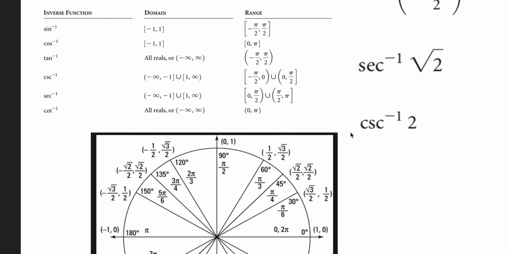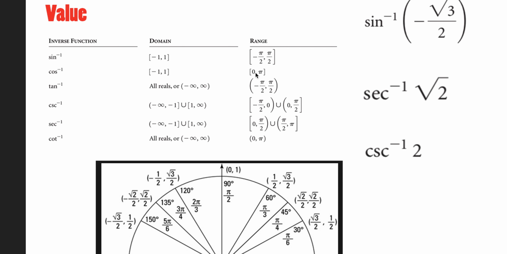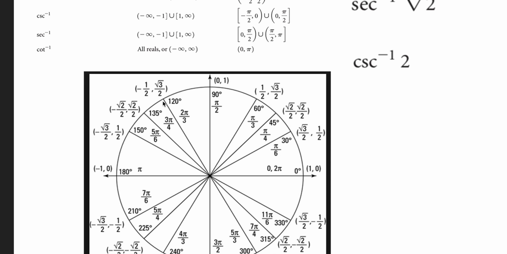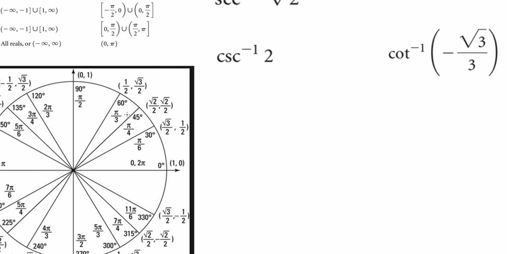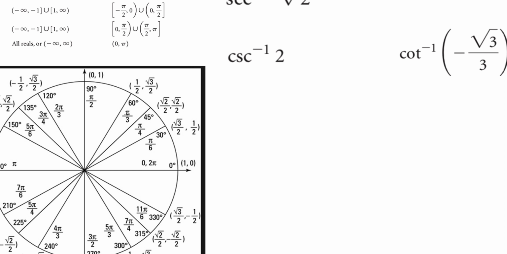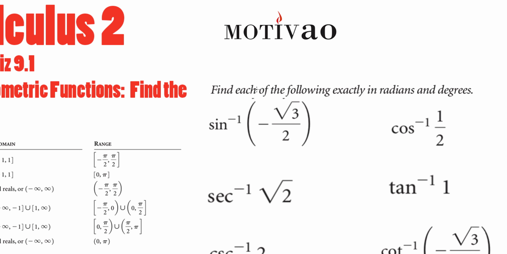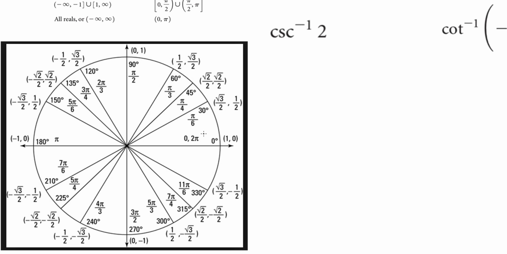But we do need these two pieces of information. We need the range of the trigonometric function, and we need our unit circle. Okay, so let's start with the first one. Sine inverse of negative square root of 3 over 2. Well, what is sine? Sine in the unit circle is the y coordinate. Okay, so we're looking for the y coordinate that is negative radical 3 over 2.